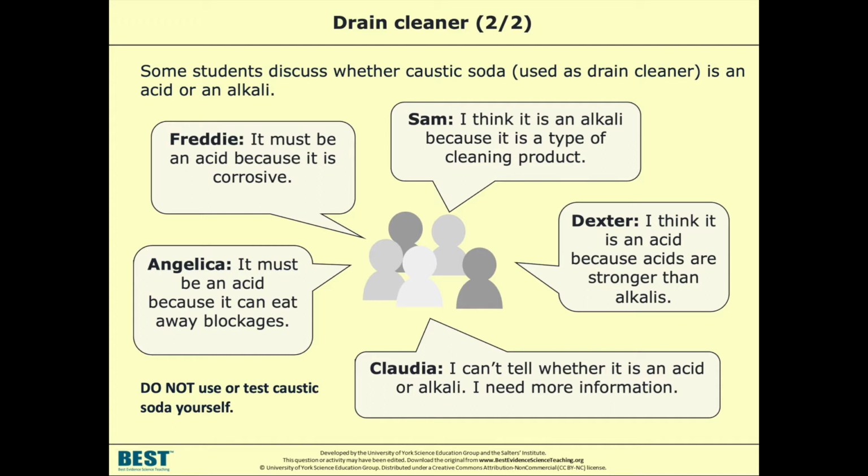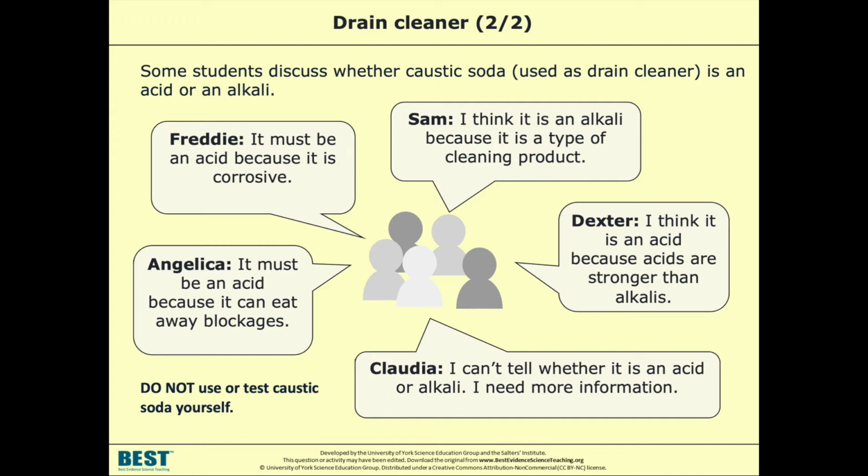And then Dexter has said, I think it is an acid because acids are stronger than alkalis. Now, we haven't really talked about strength of acids and alkalis, but we have looked at both industrial and everyday acids and alkalis. And from looking at those, we can see that there are strong acids and alkalis that we use industrially, but also weak acids and weak alkalis that we use more every day, and that are safe to consume.